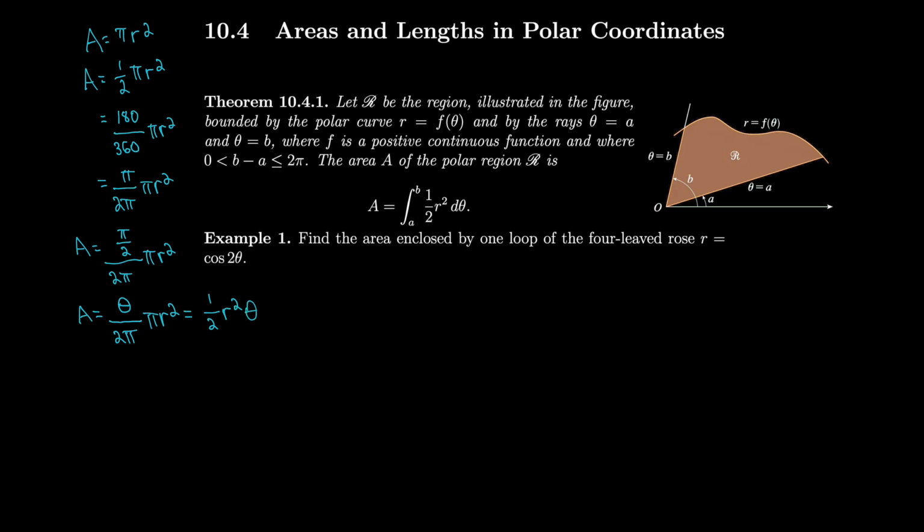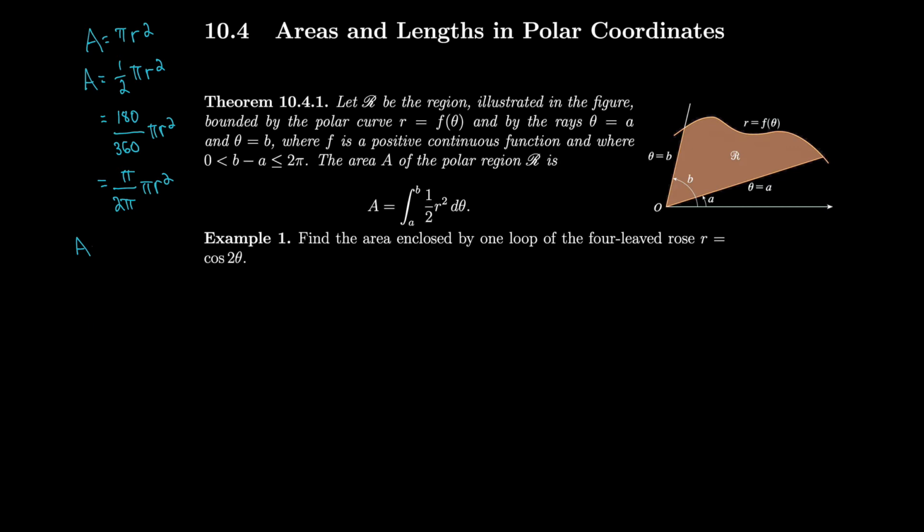So if we look at a tiny little piece in our picture with a tiny little angle d theta and some radius r, then it should make sense that the area of this tiny little slice of our region would be half r squared d theta. And then you would just sum up all of these little slices until you get the area of the entire thing. So taking that Riemann sum converts into an integral, and we get the integral of half r squared d theta.